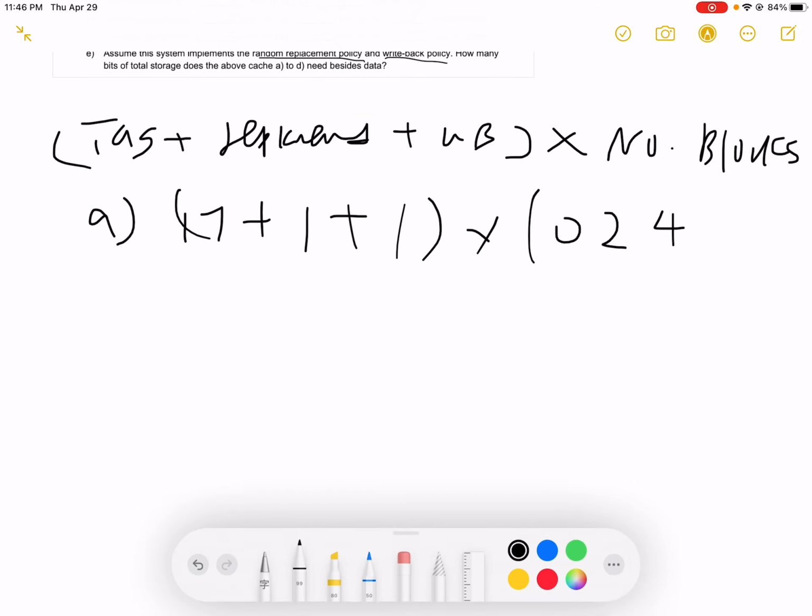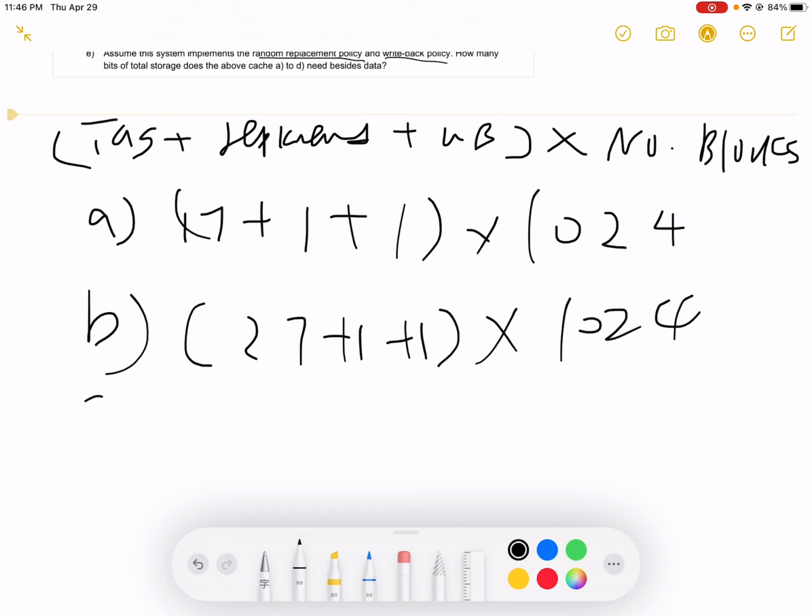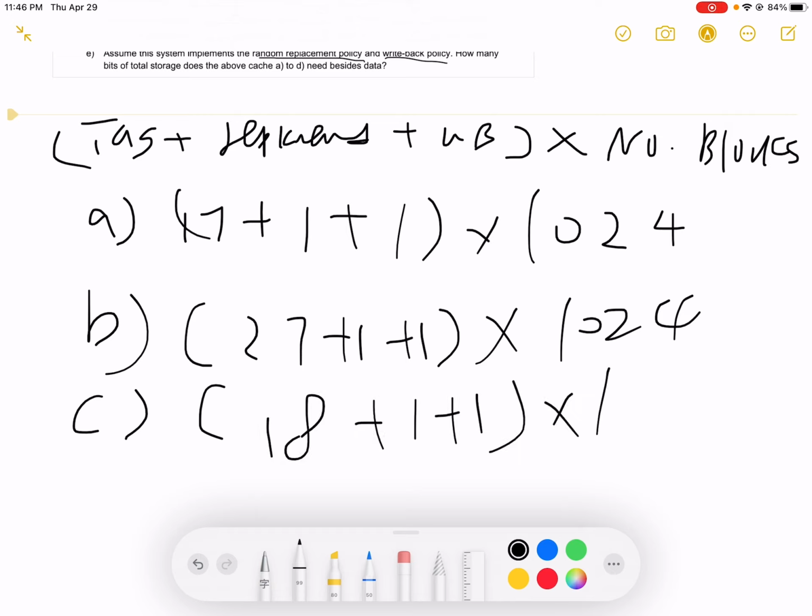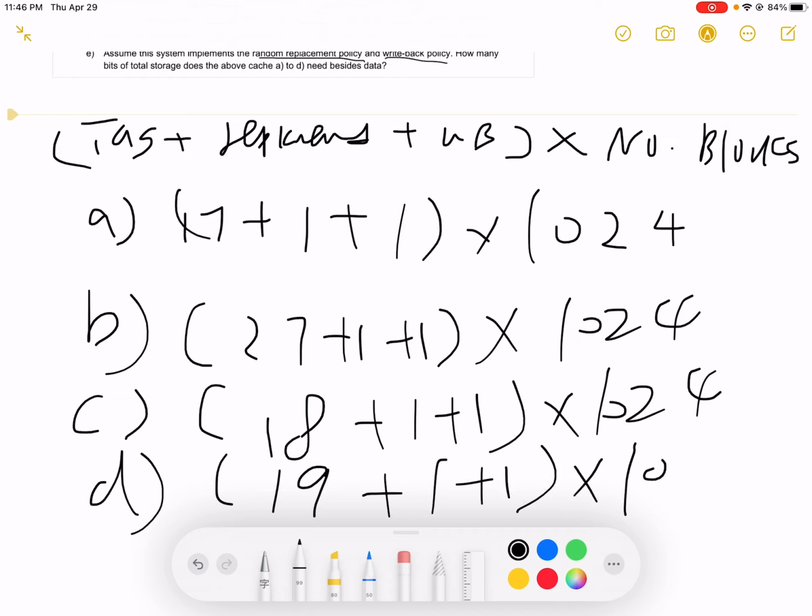And then for B, the tag value is 27, so it's going to be 27 plus 1 times 1024. And then for C, the tag value is 18 plus 1 times 1024. And then for D, it's going to be 19, which is the tag bits, plus 1 times 1024. And you can find the results on the calculator. So that's how you do number 4 of problem 2.